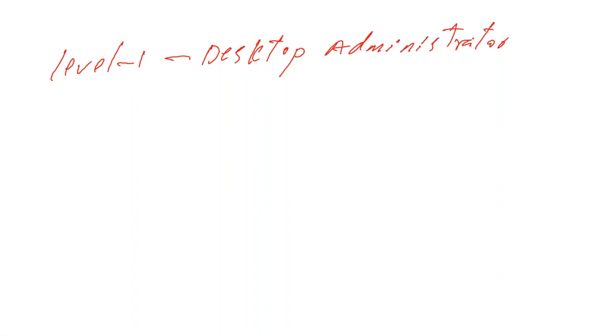So you're going to see all the network, right? You're going to troubleshoot. That is the job of the desktop administrator. So the desktop administrator is managing the hardware of the machines, the operating system and connectivity, you can say, right?